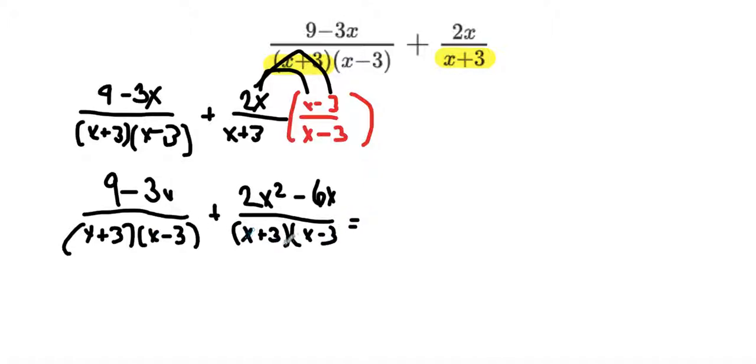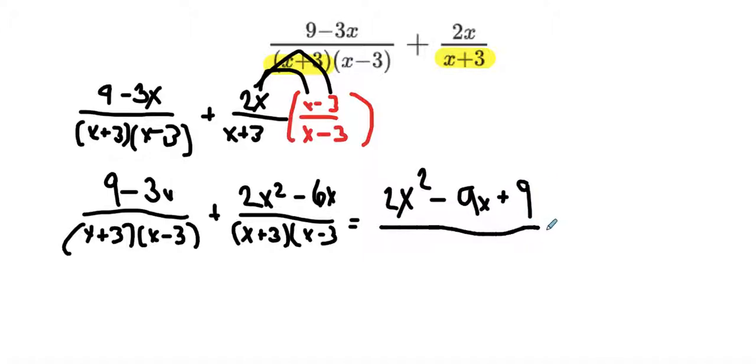Because I have two fractions with the same common denominator, I can go ahead and add my numerators. Combining like terms, I only have a 2x squared. Negative 6x and negative 3x is negative 9x. And plus 9. All over x plus 3 times x minus 3.